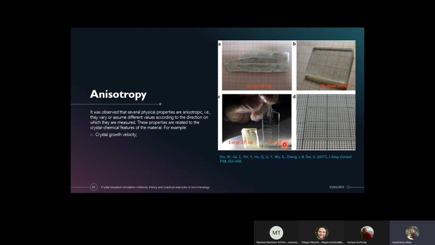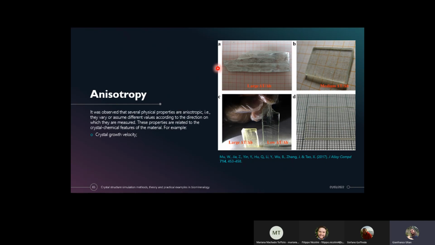For example, this means anisotropy. Anisotropy means that physical properties vary depending on the direction in which we observe them. For example, different crystals may grow in different ways, giving different faces and different shapes, according to the growth velocity of those faces.